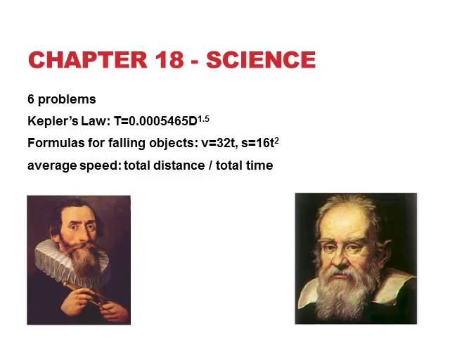There are also formulas for falling objects, where V is the velocity, T is the time, and S is the distance fallen. But again, I will give you those formulas on the test. You just need to know how to use that. There's also a question or two about average speed, and remember, average speed is just the total distance divided by the total amount of time.